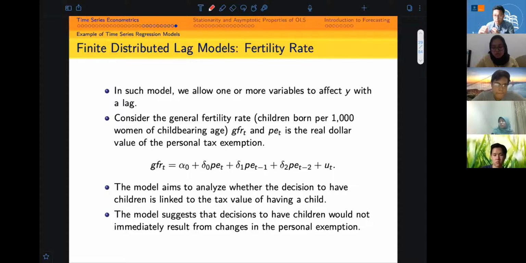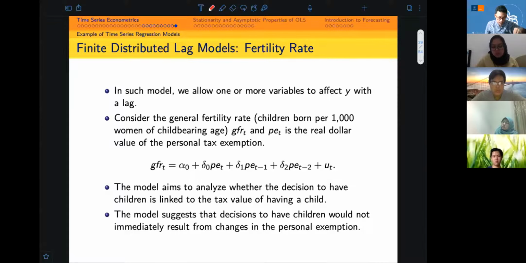Now, if you think about it, if the government enacts the personal exemption tax today, it doesn't mean that the fertility rate is going to contemporaneously increase in the same day. Okay, it's going to take some time. People decide to have another child. That's going to take 9 months, or it's going to take some time. And so the effect is not going to be contemporaneous. So an increase in the personal tax exemption policy today perhaps will affect the general fertility rate in the next year.